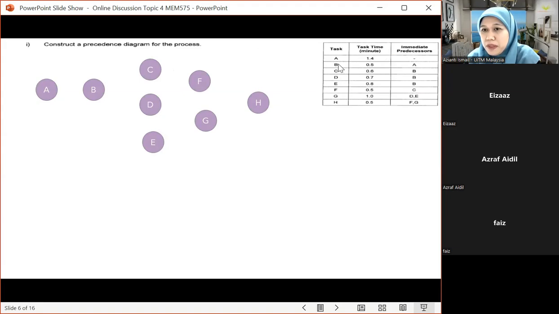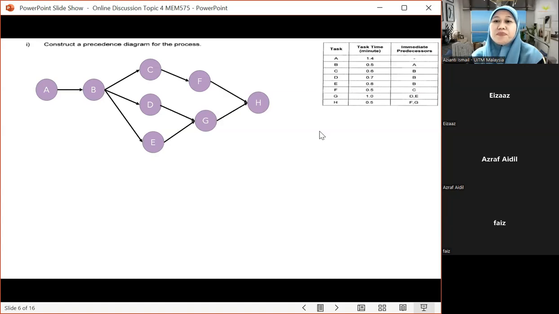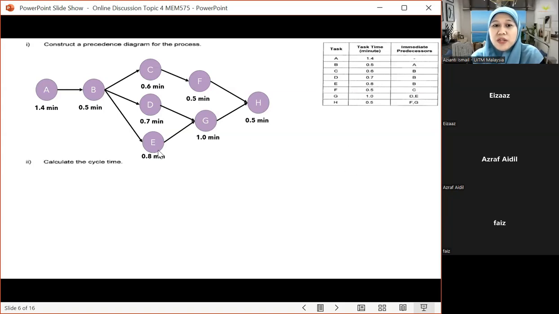So A goes to B, B goes to C, B also goes to D, and B also goes to E. Okay, done. Now C goes to F, and then D and E go to G, and F and G go to H. Okay, finished. Next, put the task time for each task. When you get this one, now you can start to calculate the cycle time.